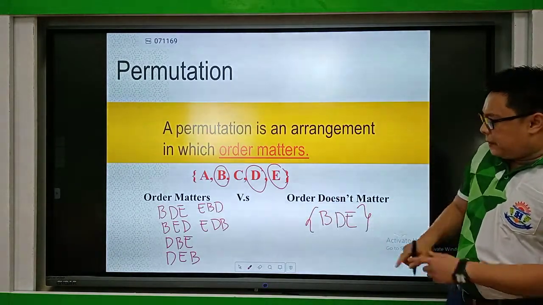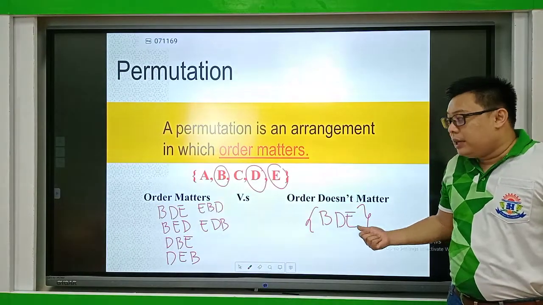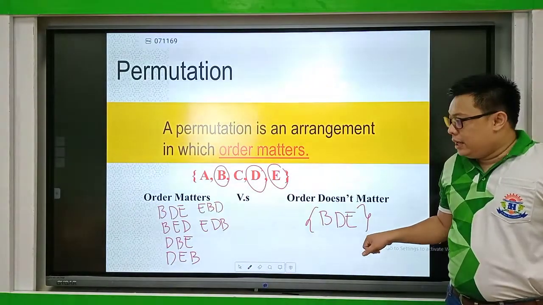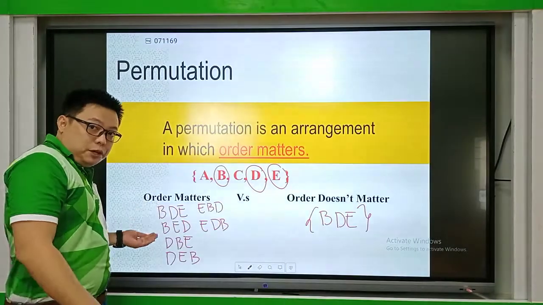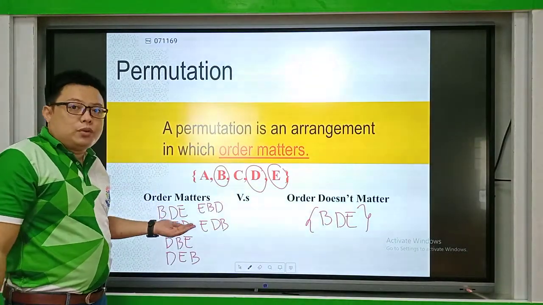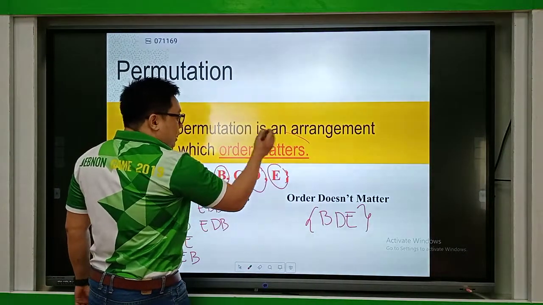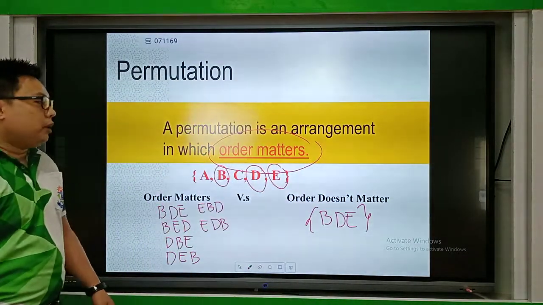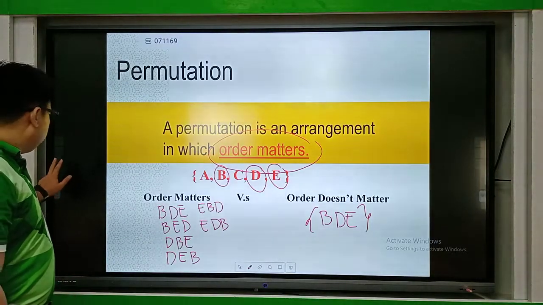So if order doesn't matter, you can just arrange them in different ways. It doesn't matter, I just choose 3. If order matters, it matters who goes first, who goes second, and who goes next. That is what we mean by order matters. So, let's move forward.